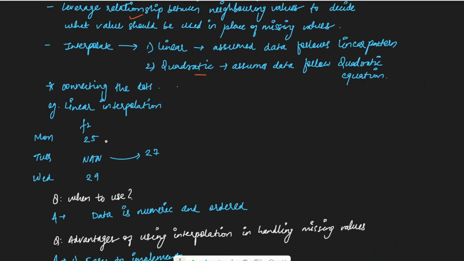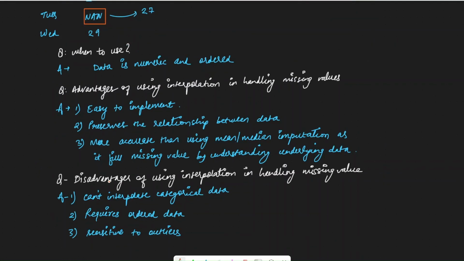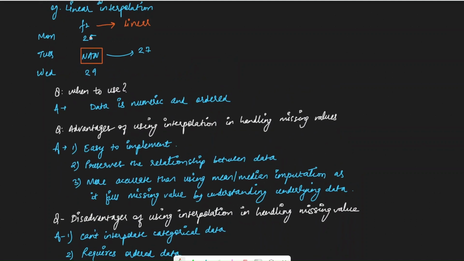Taking this as an example, let's consider this is our data: Monday, Tuesday, Wednesday, and this is what we have as a NaN value. Now we are assuming that our F1 follows a linear relationship, and if it does, then we can replace this value with 27, because after 25 we can do 27 and then 29. So this would be a linear relationship. This is how interpolation works. Now the question is, when should we be using this? When the data is numeric and in ordered fashion, because again we are trying to predict this value on the basis of the order that it falls in.